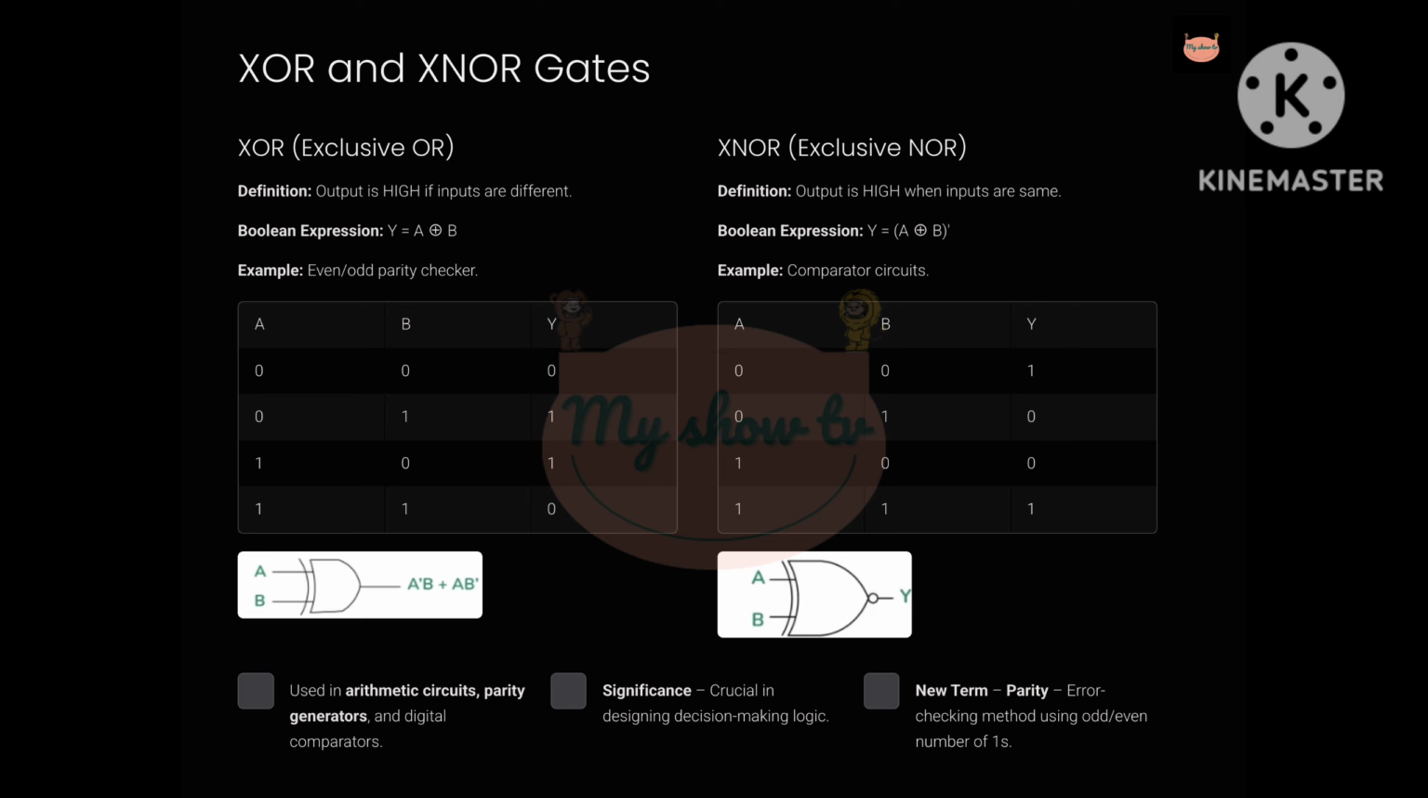XNOR, exclusive NOR, gate. Output is 1 only when inputs are same. Boolean, Y equals (A circle plus B) bar. Example, a sensor pair that only allows operation when both conditions match. Truth table. Significance. XOR is used in arithmetic and parity checking circuits. XNOR is useful in equality checking or error detection systems.